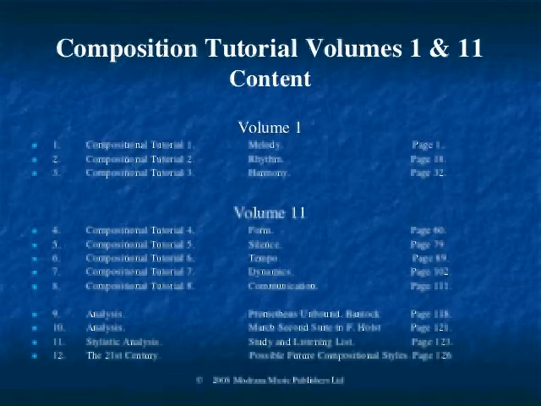Compositional Tutorial Content. Volume 1, Melody, Rhythm and Harmony Tutorial. Volume 2, Form, Silence, Tempo, Dynamics and Communication Tutorial. There is a conclusion of 2 musical analyses, Prometheus Unbound by Granville Bantock and the March from the Second Suite in F by Gustav Holst. There is a study and listening list and a discussion about possible future compositional style.